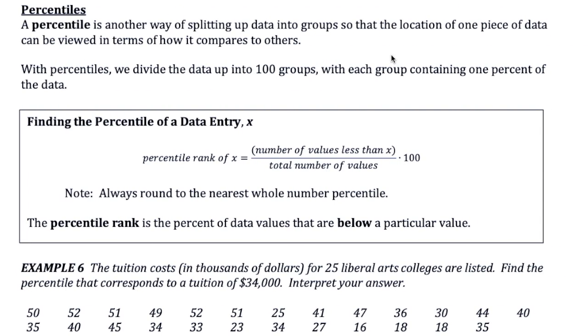In the last part of section 2.5, we discussed percentiles. A percentile is another way of splitting up data into groups so that the location of one piece of data can be viewed in terms of how it compares to others. So with quartiles, we split data up into 4 groups. With percentiles, we divide the data up into 100 groups, with each group containing 1% of the data.